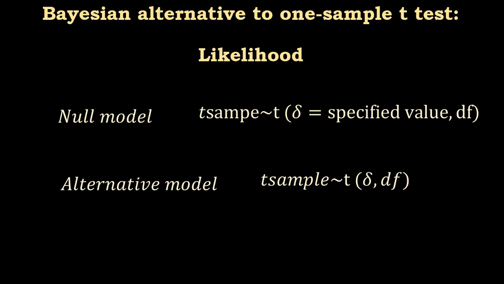For the alternative model, it is the same, with the difference that delta is not going to be a specified value. We are going to use all the values that we allowed delta to have in the prior. So for each of these values, there will be a t distribution. Okay, so that is the way we specify our one-sample t-test Bayesian alternative.